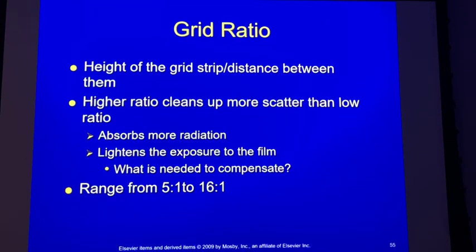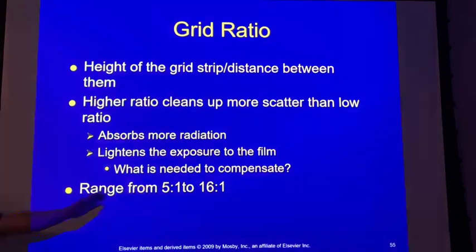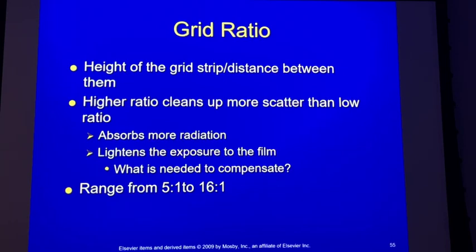So the grid ratio is the height of the grid strip divided by the distance in between, or put out like 5 to 1, 16 to 1, 10 to 1. 8 to 1 and 10 to 1 are usually your more common grid ratios. All right, so the higher the grid ratio, the more scatter it cleans up. It absorbs more scatter radiation. It's harder for those scattered photons to get through those little hallways that we talked about before.